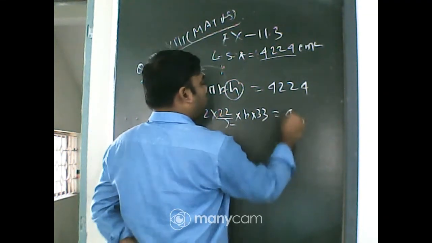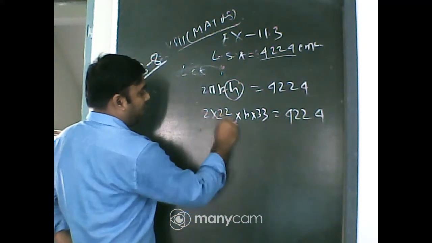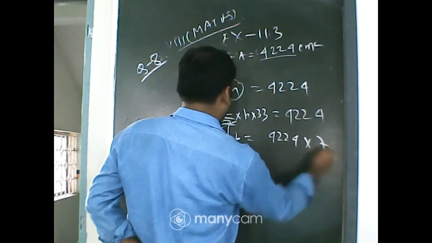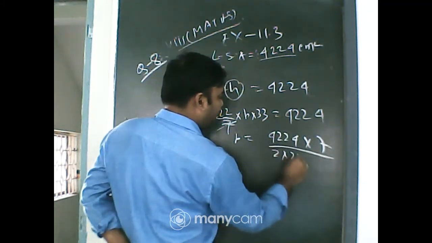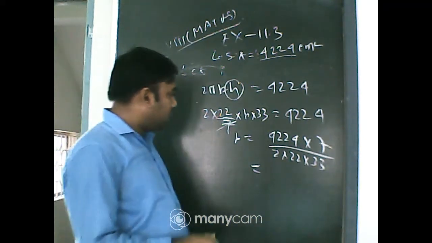So you will get 4224. Remove 7. So r equal to 4224 into 7 by 2 into 22 into 33. Okay, tell me the answer.